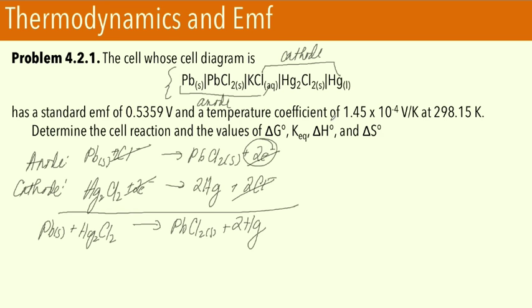So first we want to determine our standard Gibbs free energy. We know that delta G naught is equal to negative nF E naught.